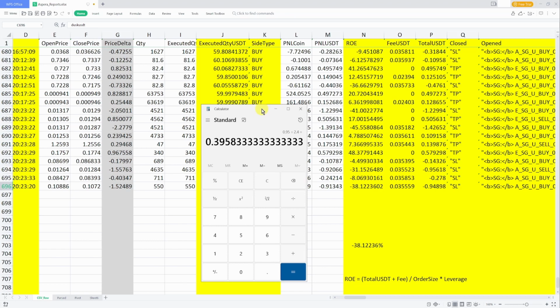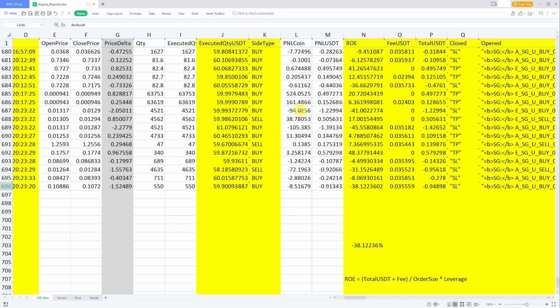So here, if we divide the loss by the actual margin that I had built into this trade, we arrive at 39%. And here we have 38%. Which is to me close enough because I haven't taken care of all of the extra digits here and I've rounded all the things up. So here, this is where it comes from.